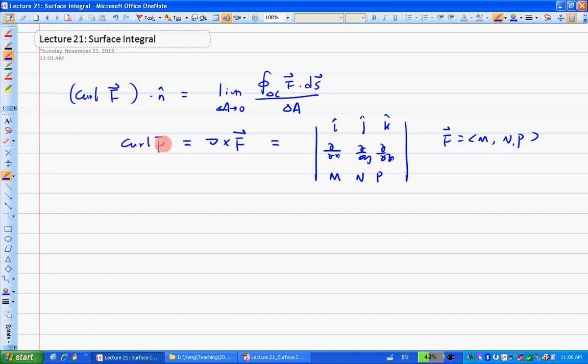Sorry, I should write it here. So curl F equal to this. This is a vector here, okay? The direction of this vector gives you the rotation, basically the direction of the circulation. Okay. And then we have this Green theorem.